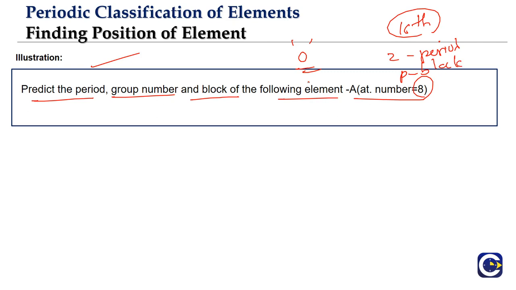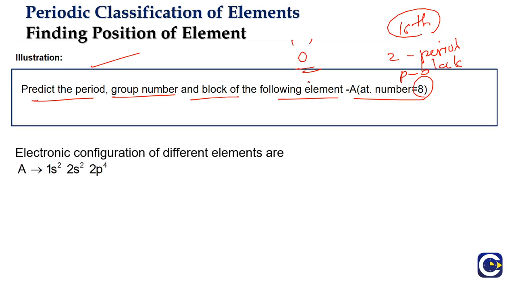But the point is, if this kind of question comes in the examination, they would not give us things like atomic number 8. They will give us something like atomic number 74, atomic number 88. So how do we proceed? First thing is, we have to write the electronic configuration. That is the first step for all these position-finding problems. We have to begin with the electronic configuration.